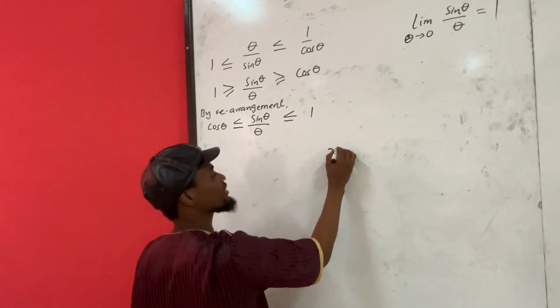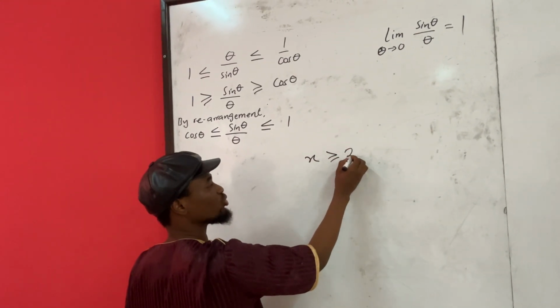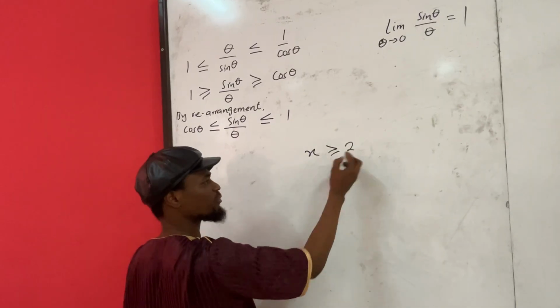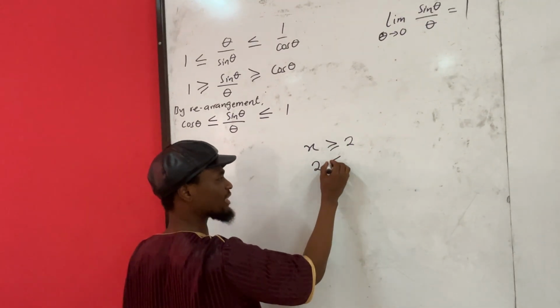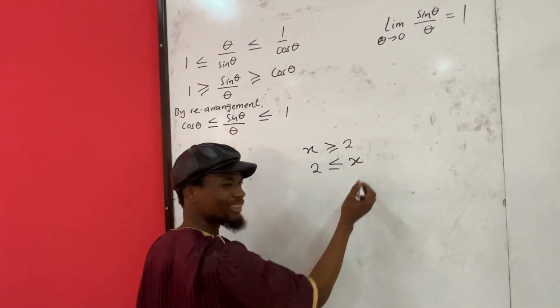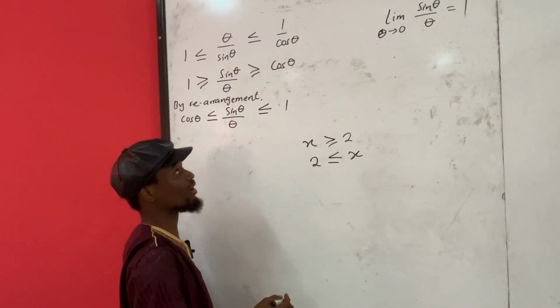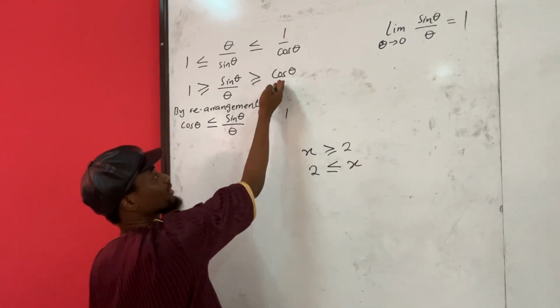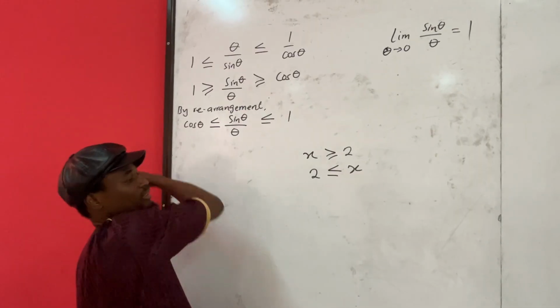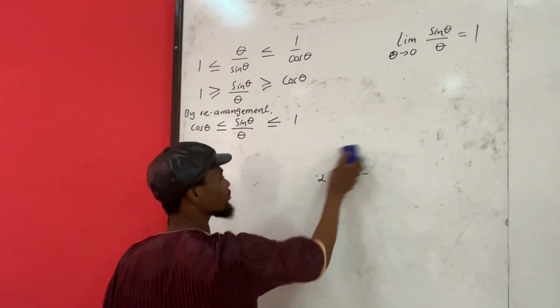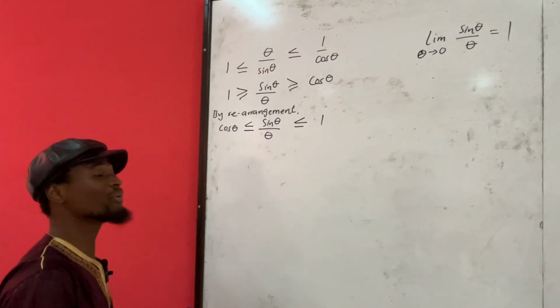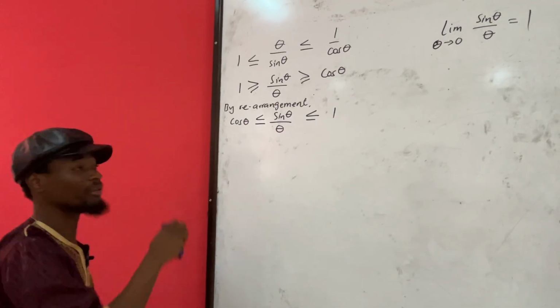Viewers, if I have x greater than or equal to 2, then I can also say that this 2 is less than or equal to x. Do you get it that way? As simple as that. So once I turn it this way, I have to also reverse the sign. That's why I said by rearrangement. It's just the same.